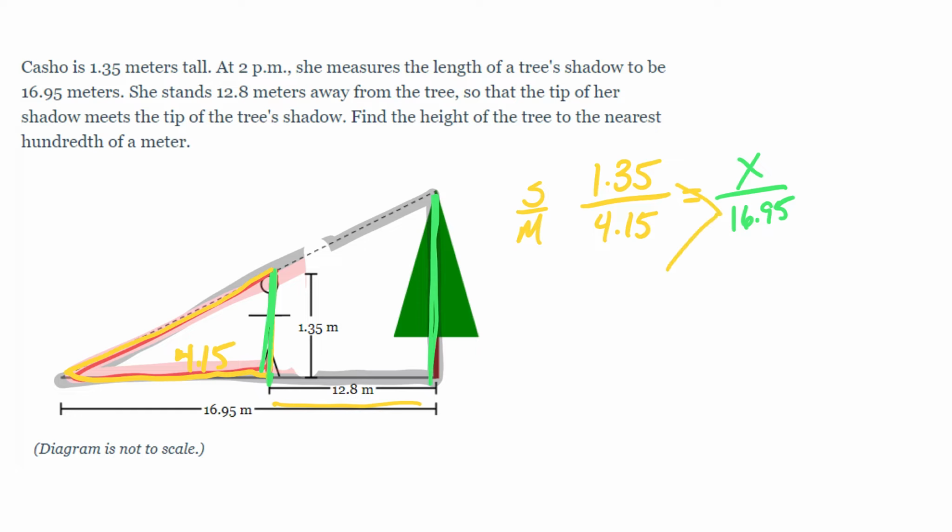So we're going to cross multiply here: 1.35 times 16.95, which is 22.8825. And then the other side is 4.15 times x. So we'll divide by 4.15, and we learn that our tree height is 5.51.